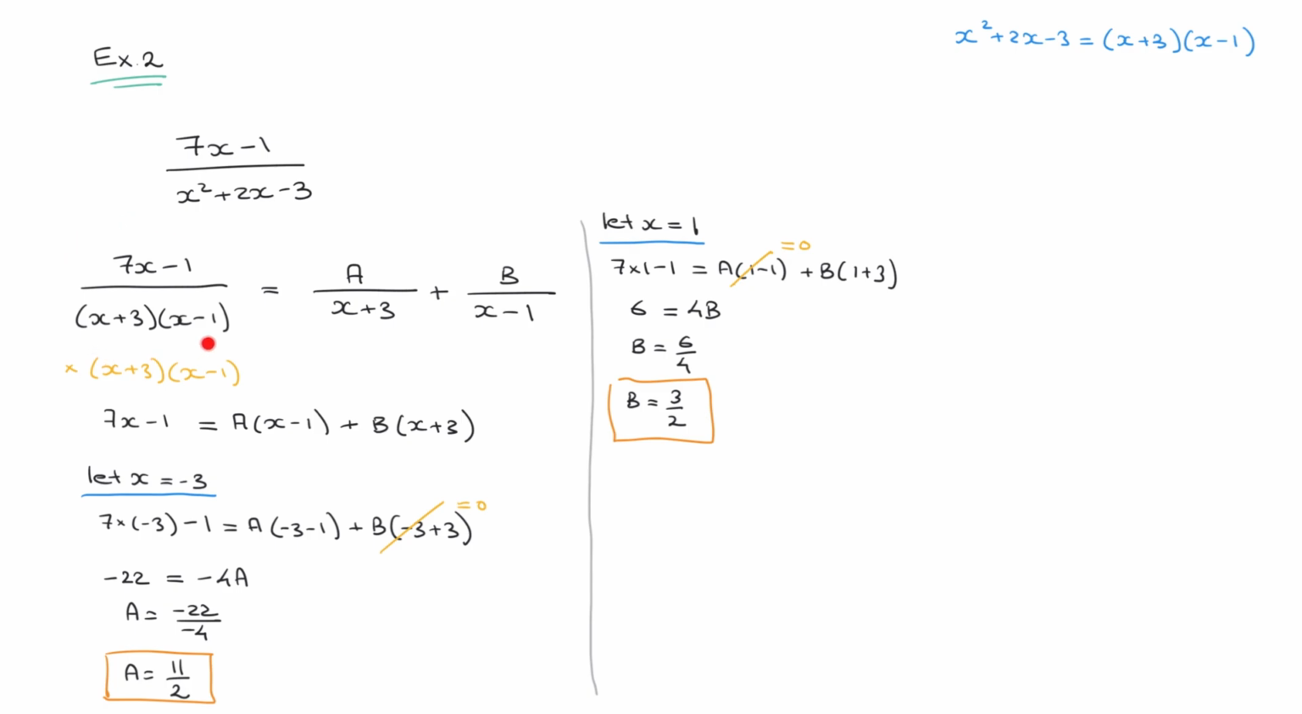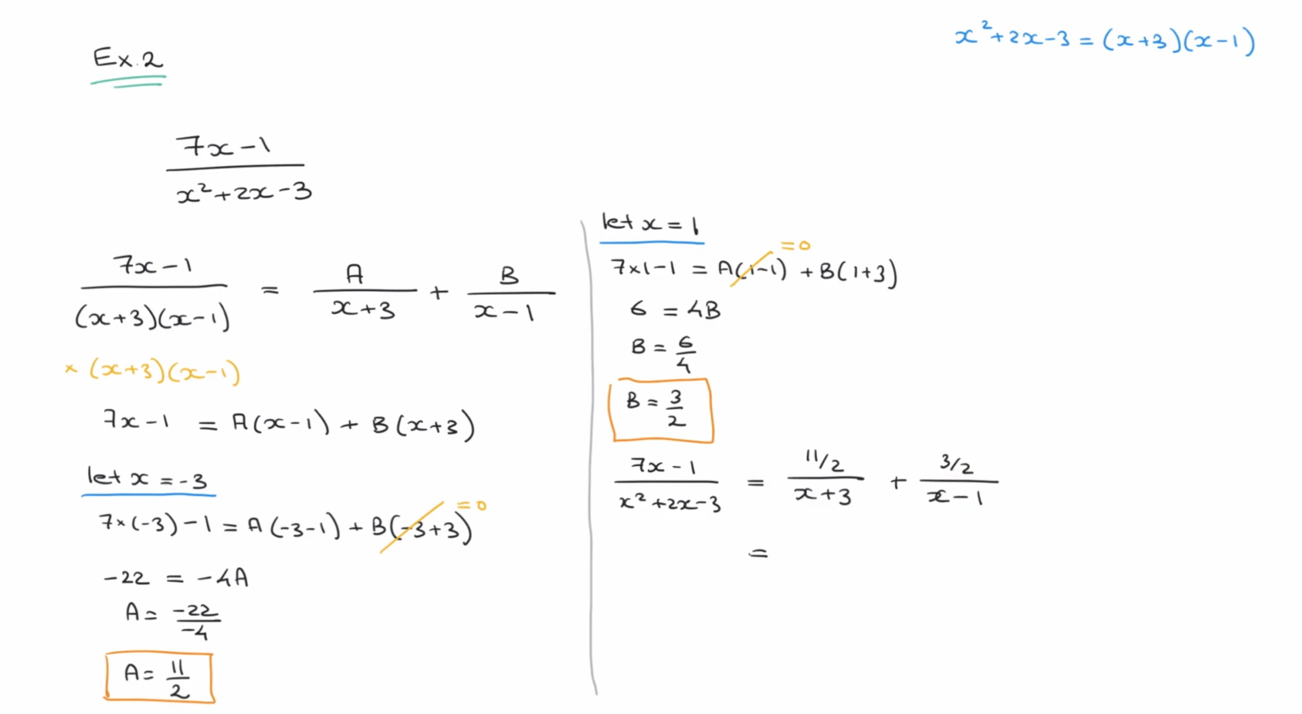And so going back to the equation that I'm hovering over right now, we can now state that 7x minus 1 over x plus 3 times x minus 1, which we could in fact also write as x squared plus 2x minus 3, which was the original fraction we were given. So perhaps I'll do that here. That was x squared plus 2x minus 3. Well, that's equal to a over x plus 3, so that's 11 over 2 over x plus 3, plus b over x minus 1, which becomes 3 over 2 over x minus 1. Now again, we don't stop there.